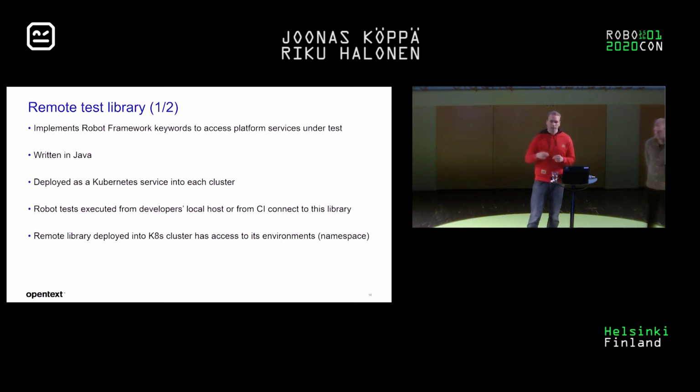We deploy it to each cluster. It's also version controlled, so whenever we create a new version of the remote library, it has its own Jenkins pipeline that pushes it to all the relevant clusters we have. We can also run the tests from developers' local computers. They just have to add the URL into their test code or inject it as a variable. And they can also run tests against services in Kubernetes directly from their computer.